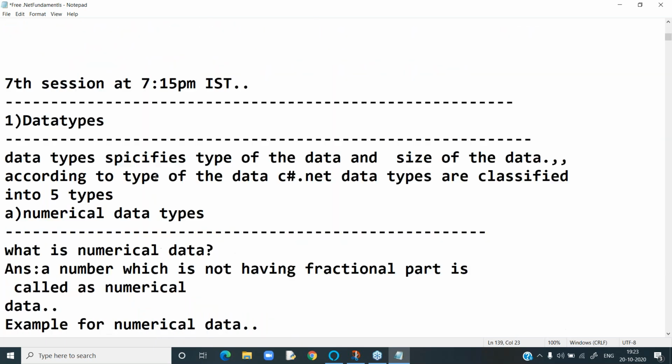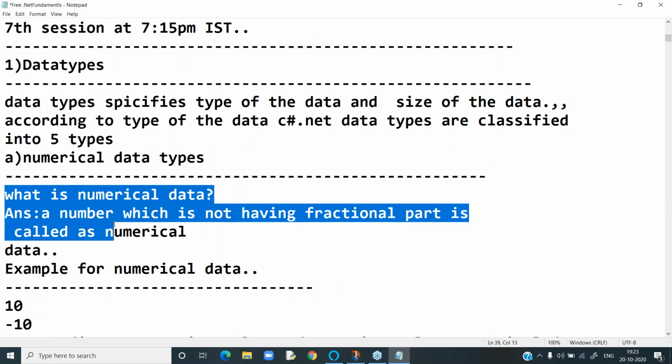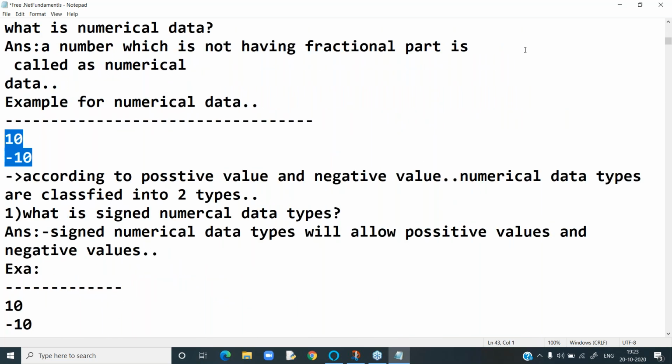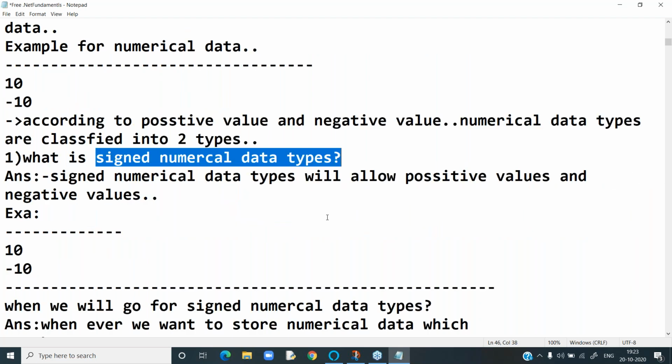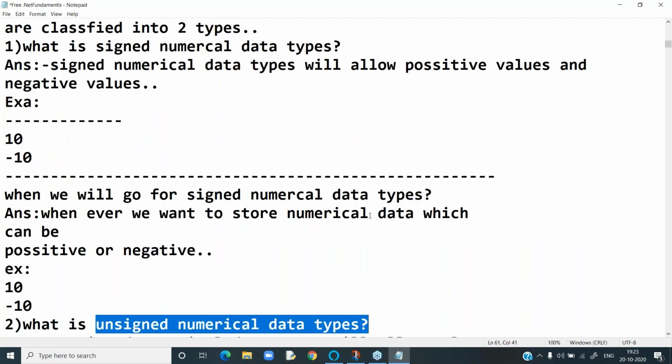In numerical data types, we discussed what is numerical data. A number which does not have a fractional part is called numerical data. Example 10, minus 10, because it doesn't have any fractional part. According to the positive value and negative value, numerical data types are classified into 2 types. Number 1, signed numerical data types. Number 2, unsigned numerical data types.